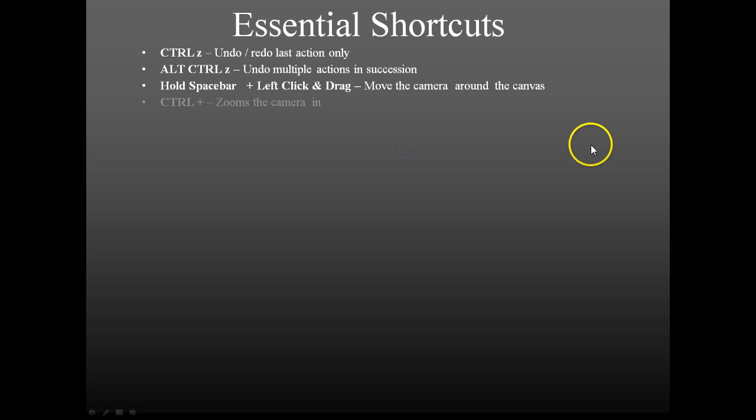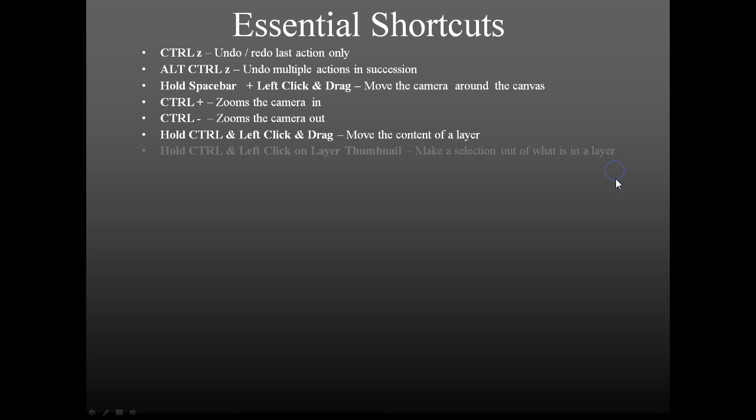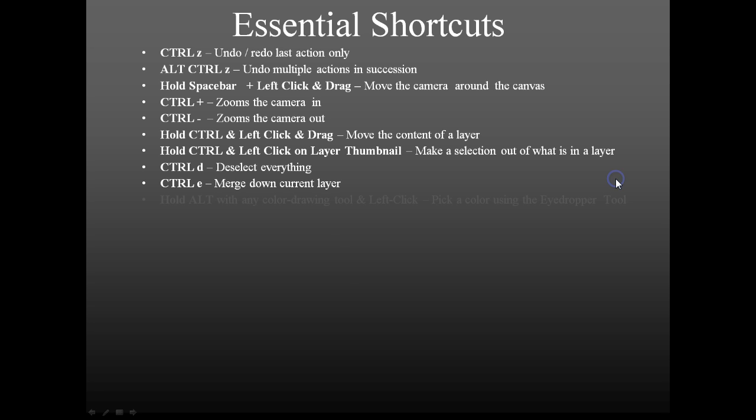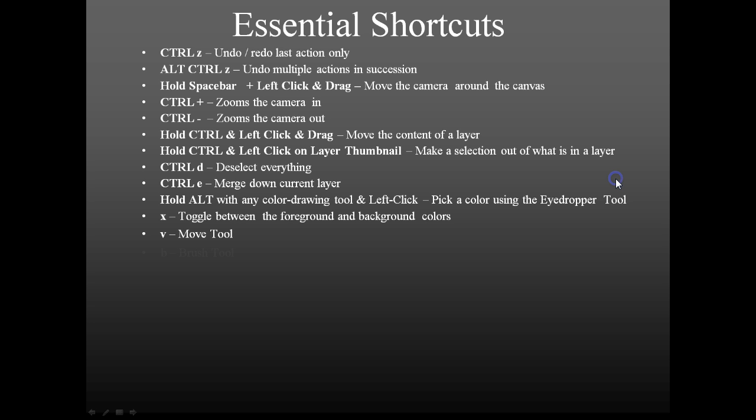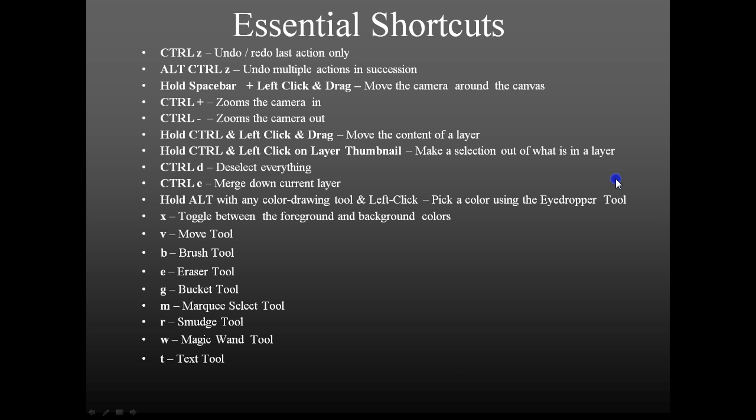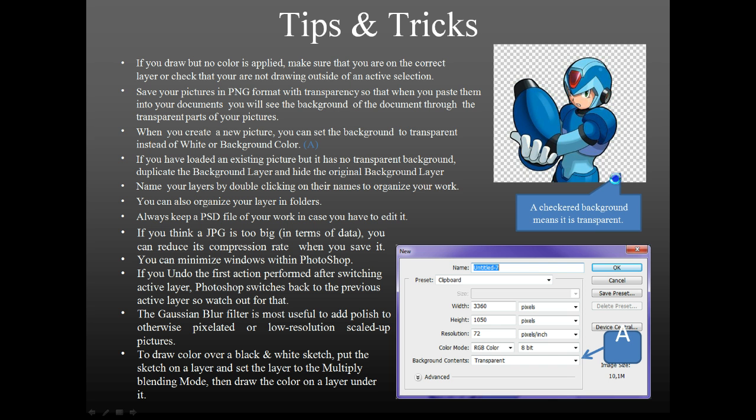Going on to essential shortcuts, we'll have a poster in class you can look at as well, but here's some if you wanted to go over or memorize these. The easiest ones are going to be X for toggling the colors, B for brush, E for eraser, and so on. You can look at that list.